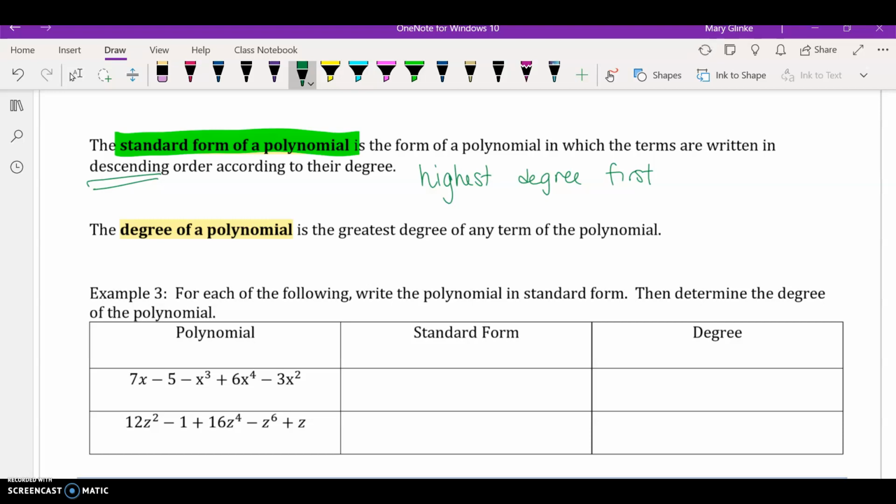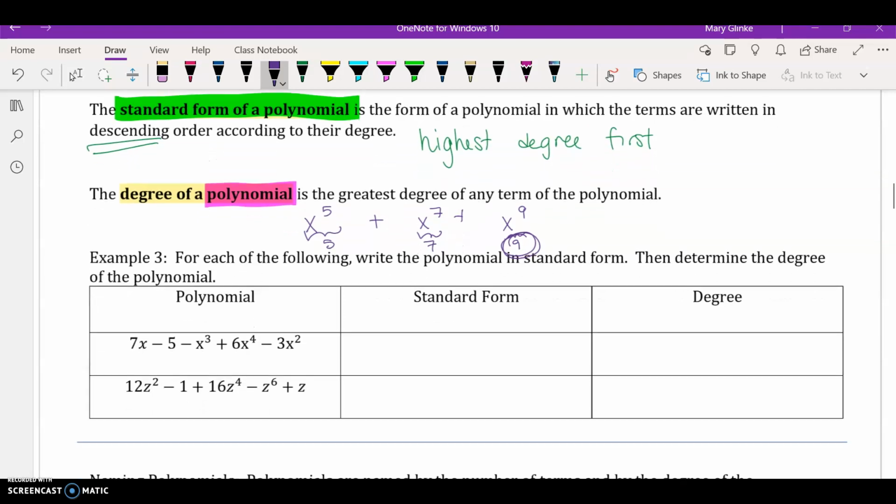To find out the degree of a polynomial, again, poly is the prefix meaning more than one or many. If you have a lot of different terms, like x to the 5th, x to the 7th, x to the 9th, the degree of the polynomial is going to be the greatest degree of any of the terms. So this has 5 variables, this has 7 variables, this has 9 variables. That means 9 is the highest. This is a degree of 9. Let's see what we mean in the next couple examples.